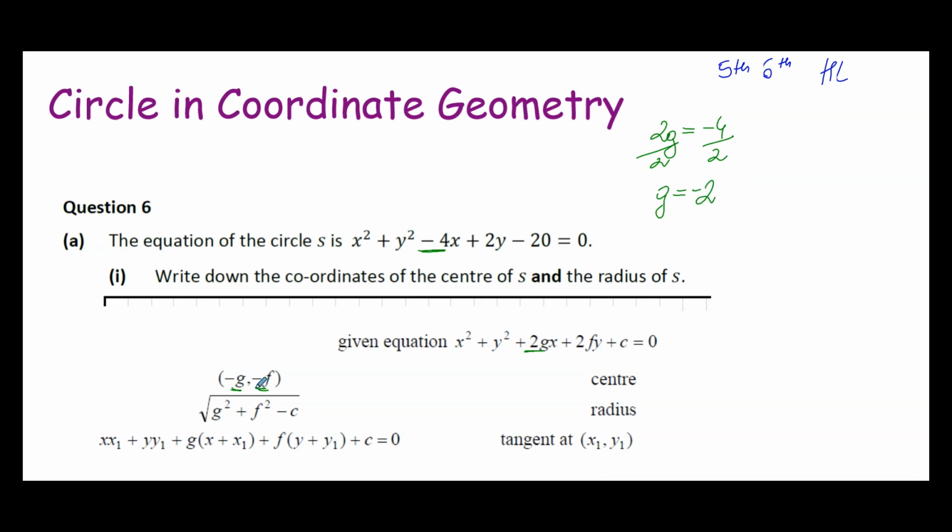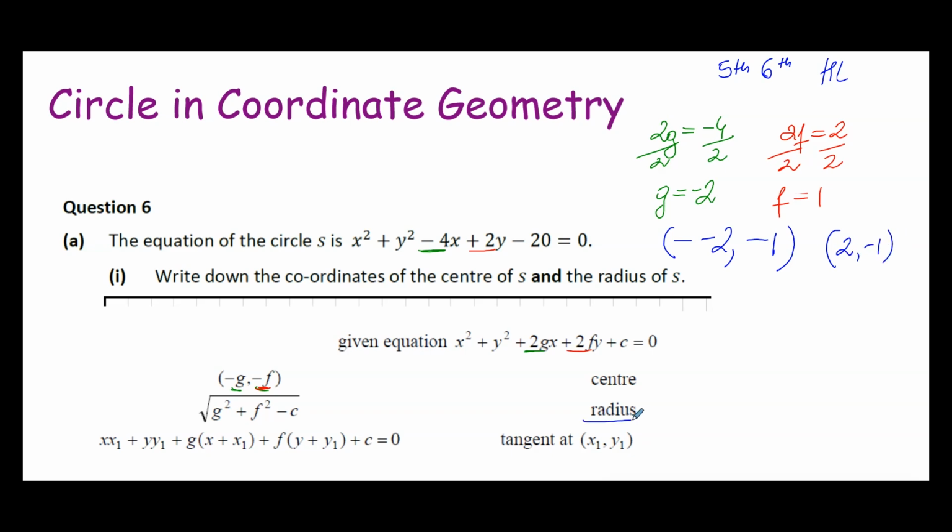And then the next one, f. What is f? 2f stands beside y. And what do we have there? 2. So our 2f will equal 2. Therefore, again divided by 2, f equals 1. Now, don't forget, the center is minus g, minus f. So if I write minus and then put in the value of g, which is minus 2, you see we're going to have two minuses. Minus, and again f, and f is 1. So those two minuses will change to plus. So we're going to have 2 and 1.